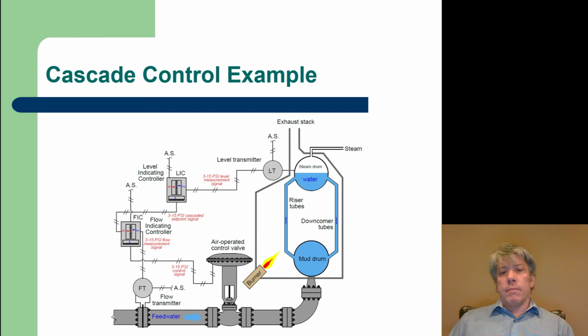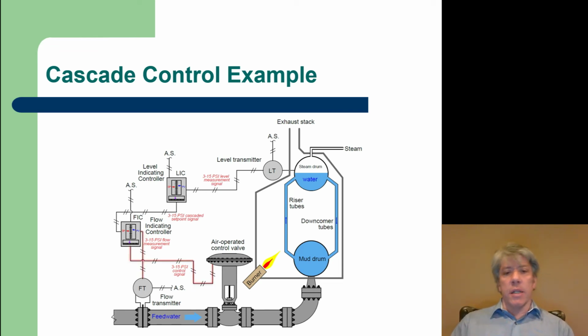Now, this is a cascade example where all of the control lines are pneumatic lines. That's why there's two dashes through each line. And it can be a little bit difficult to see which loop is which and what's going on. The flow indicating controller is actually the inner loop, and the level indicating controller is the outer loop.